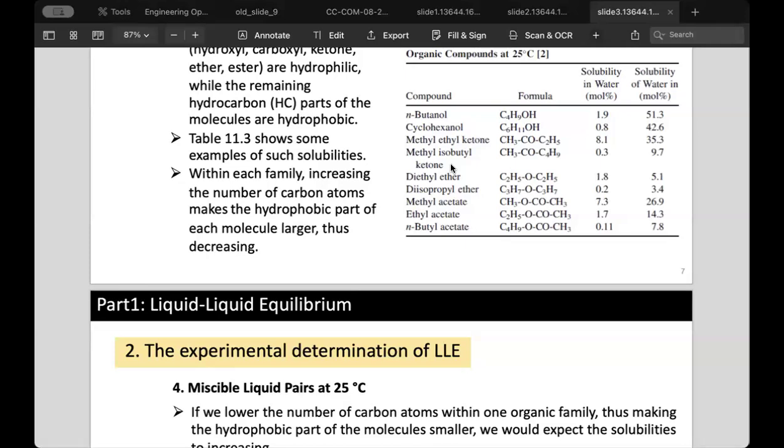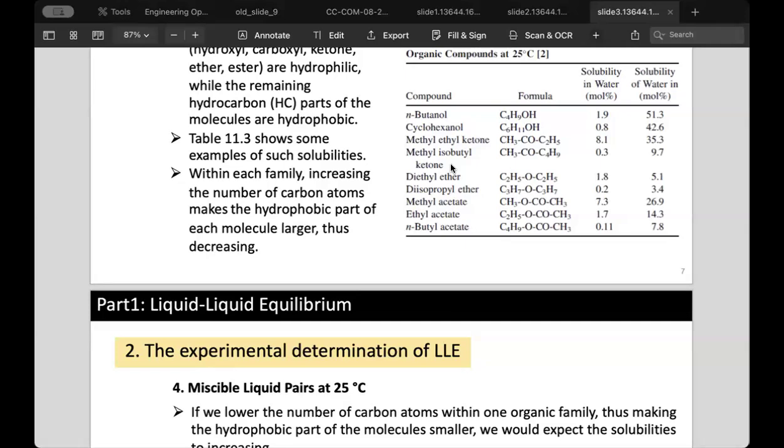Besides butanol, what else do we have? Cyclohexanol. Again, we have a hydroxyl group, right? Methyl ethyl ketone, what do we have? The ketone group, right? Carbonyl. We have diethyl ether. Ether, again, you have oxygen inside the molecule. Ether group, right? Ethyl acetate also. You have an acetate group. Carboxylate.